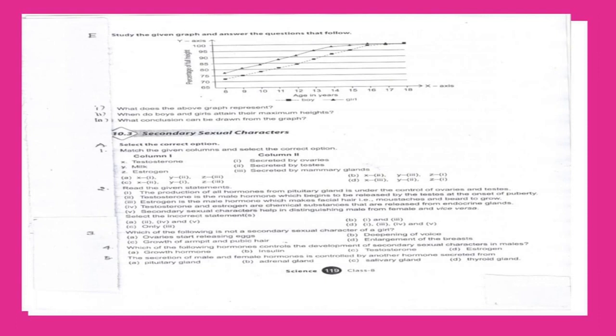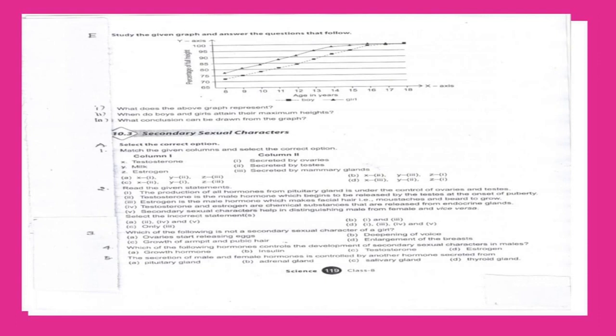Then, when do boys and girls attain their maximum height? At the age of 18. What conclusion can be drawn from the graph? Initially, girls grow faster than boys, but at the age of 18, both of them will reach their maximum height.